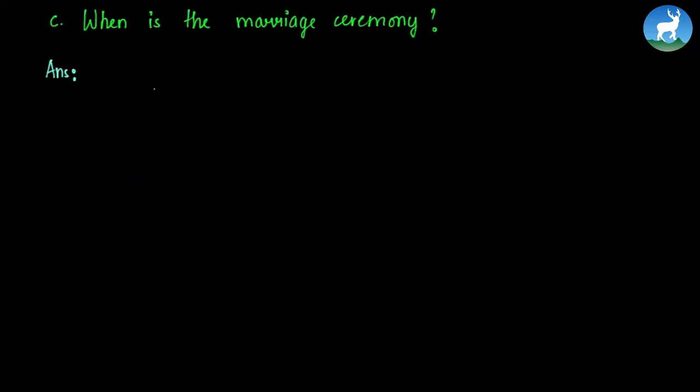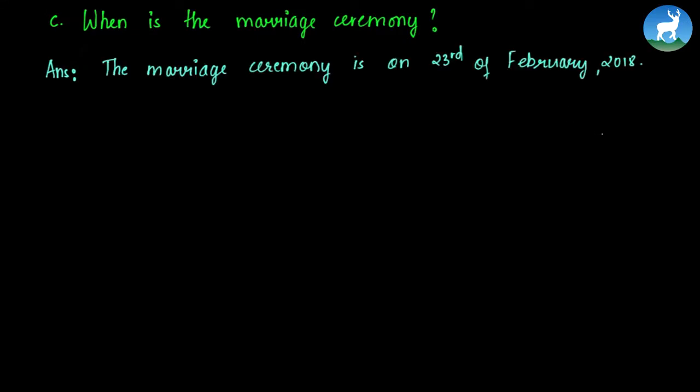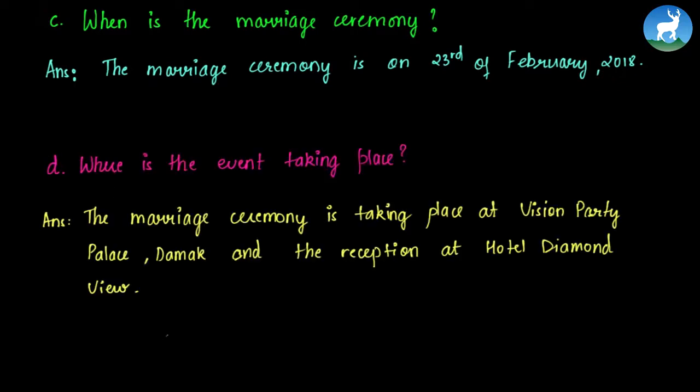The third question is, when is the marriage ceremony? So we have this in the invitation letter. The marriage ceremony is on 23rd of February 2018. And the final question is, where is the event taking place? So we have two events in the invitation card. One is the marriage ceremony, which is taking place at Vision Party Palace, and the second is the reception, which is taking place at Hotel Diamond View.